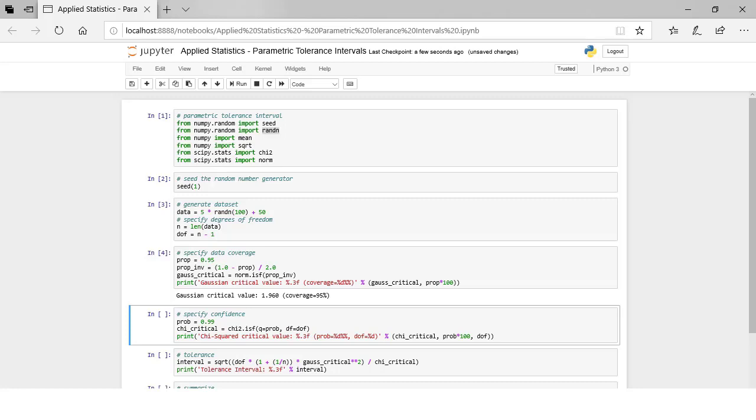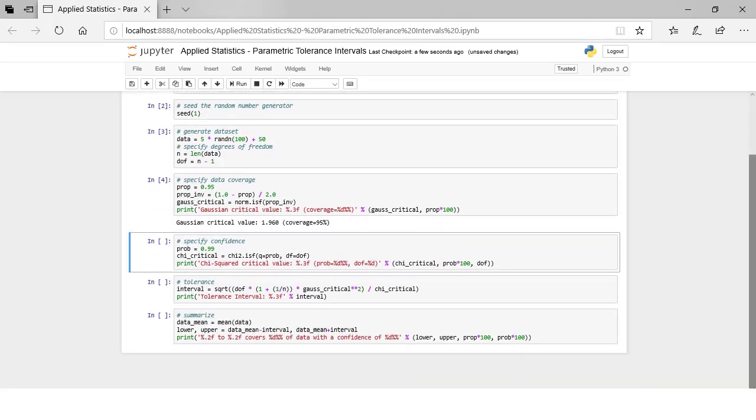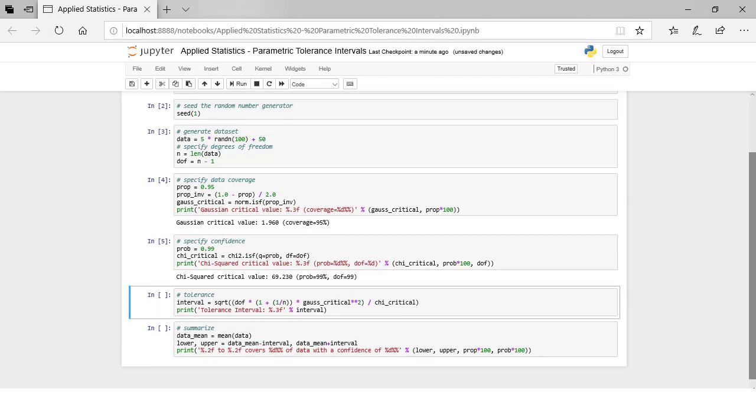You can do this by retrieving the critical value from the chi-squared distribution for a given number of degrees of freedom and the desired probability. You can use the chi2.isf SciPy function to do this. You now have all the pieces to calculate the Gaussian tolerance interval.